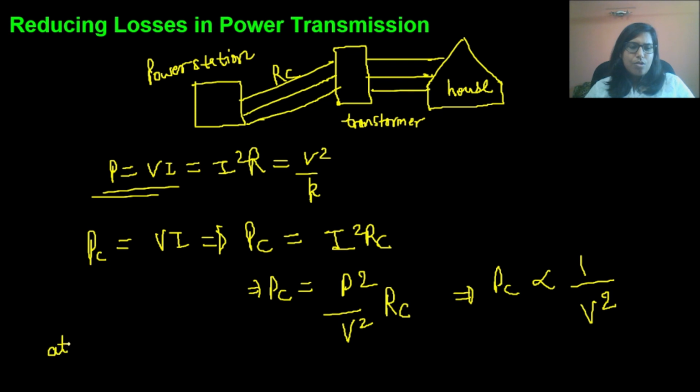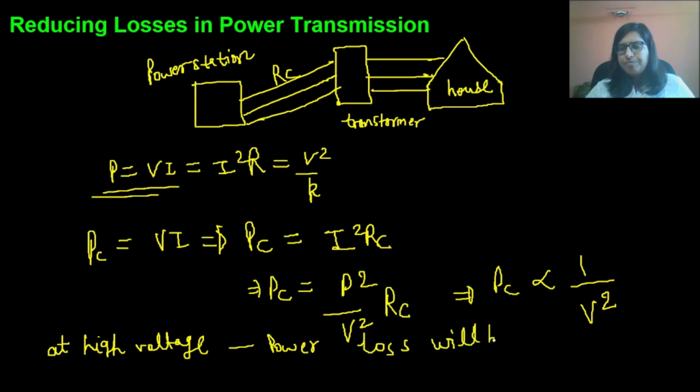So the current is transmitted from the power station at high voltage, because at high voltage the power loss will be minimum. Right.